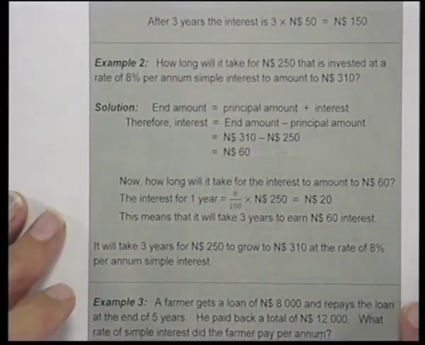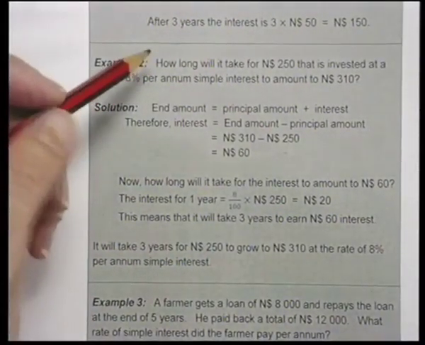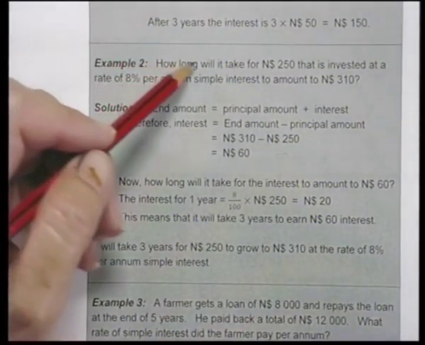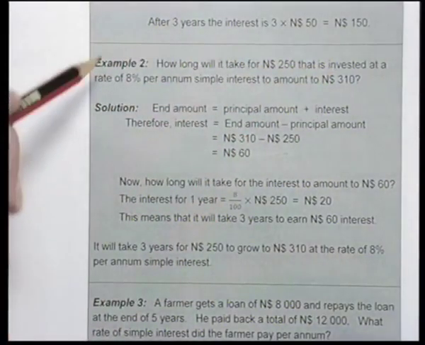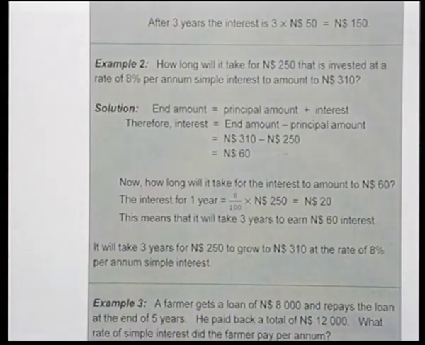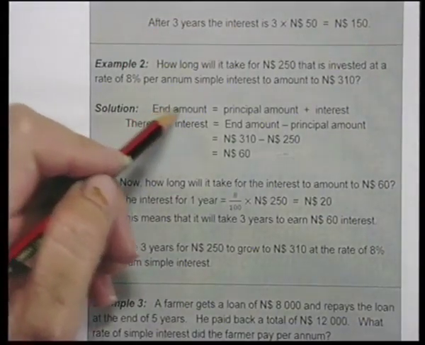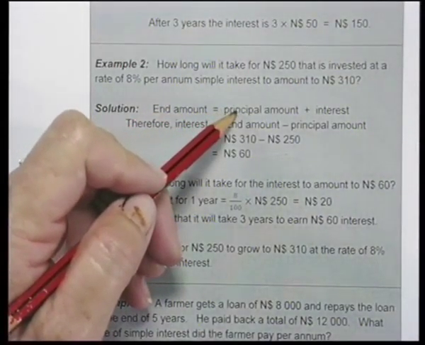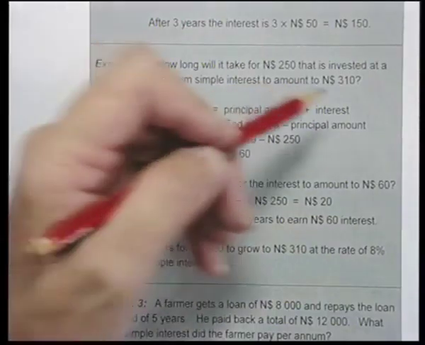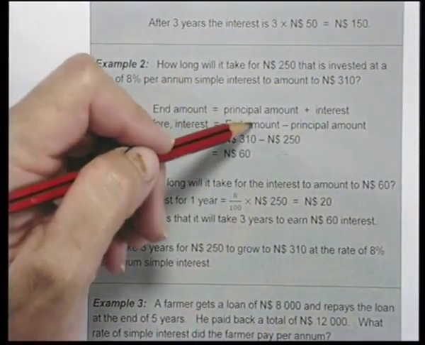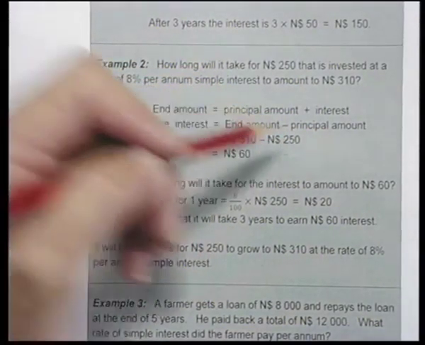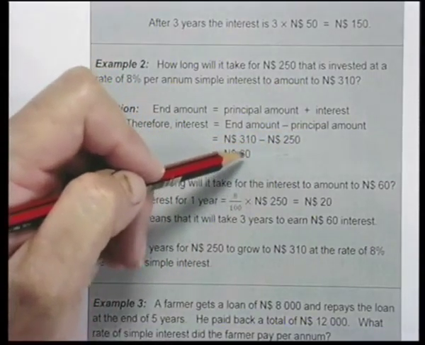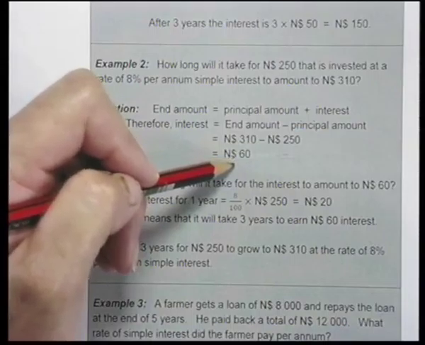So we must make sure we understand the question before we just carry on and use the formula. Example two, how long will it take for $250 million that is invested at a rate of 8% per annum, simple interest, to amount to 310? The end amount is the principal amount, the amount in the beginning, plus the interest. So the end amount minus the principal. So 310 minus 250. So we must see how much money we must make on interest. So it must be $60.